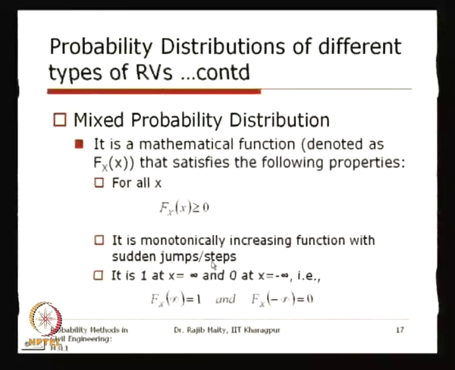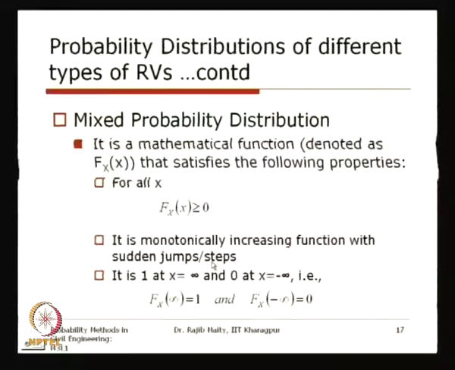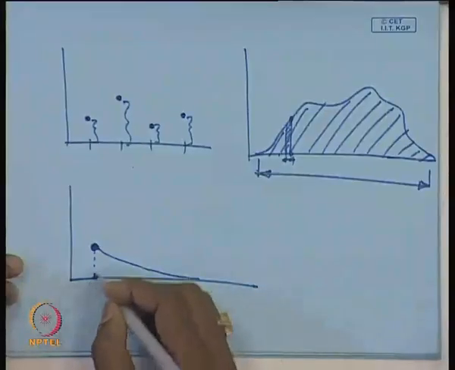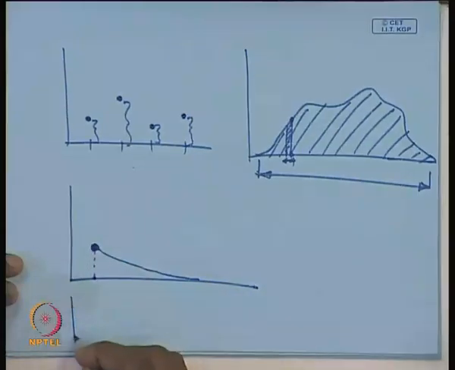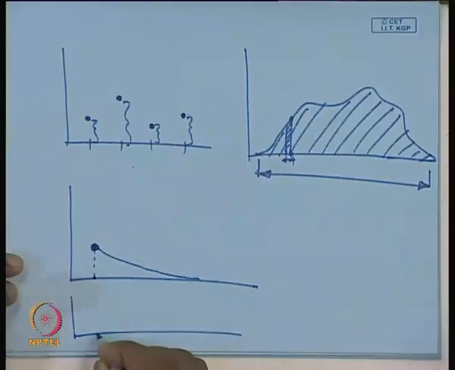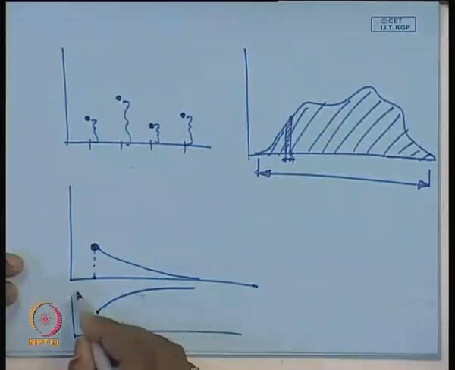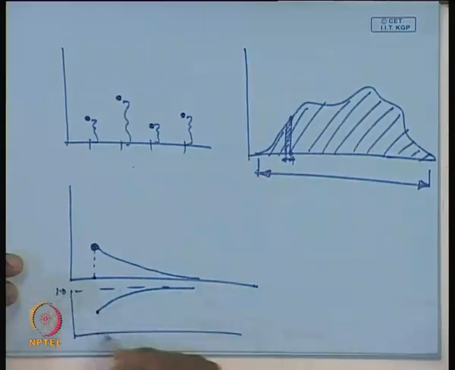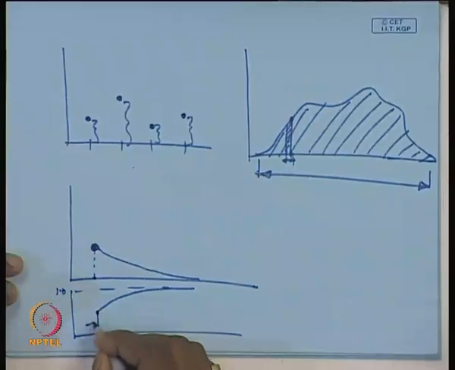Now if we just see it here, there are some points where the probability is concentrated. If I want to see how it is accumulated, it starts from here and goes up, and the way it is drawn, it should be asymptotic to 1. So this is the jump that we are talking about.